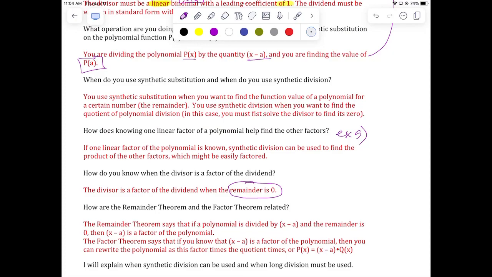How are the remainder theorem and the factor theorem related? Well, the remainder theorem just says that the remainder is the function value evaluated at a. The factor theorem goes on to say when that value is 0, then it's also going to be a root of the polynomial. Okay, so they're kind of related. The remainder theorem is the general statement that f of a is the remainder, and if that remainder is 0, it's a factor.